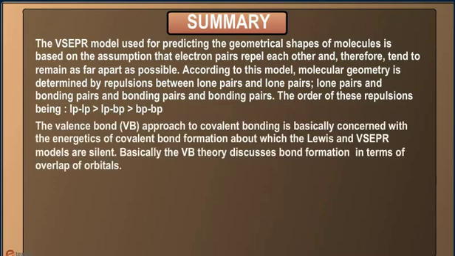The valence bond approach to covalent bonding is basically concerned with the energetics of covalent bond formation, about which the Lewis and VSEPR models are silent. Basically, the valence bond theory discusses bond formation in terms of overlap of orbitals.